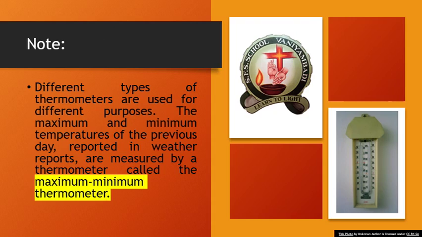There are other thermometers as well, not only the laboratory thermometer. Apart from the laboratory thermometer, you can see in this picture another type of thermometer. This is called the maximum minimum thermometer. Why is it used? The maximum and minimum temperatures of the previous day reported in weather reports are measured by a thermometer called the maximum minimum thermometer.